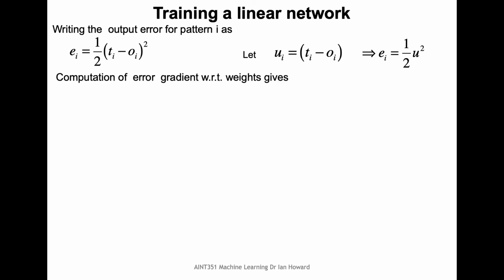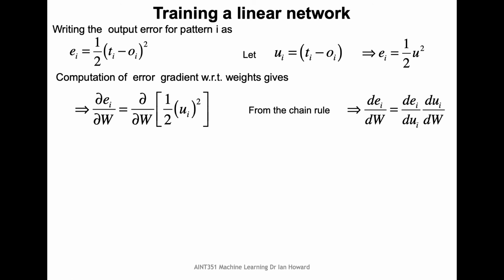So let's now calculate the error gradient with respect to the weights. What we care about is dE_i/dW, right, for this sample error, which is d/dW of half u_i squared. So we're just substituting this expression into our derivative formula, and then we're going to use the chain rule in order to evaluate it. So dE_i/dW is dE_i/du_i times du_i/dW, and we see that that's the case because you can cancel out the u_i's.